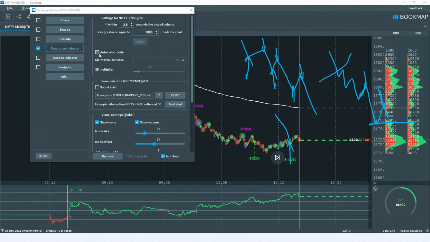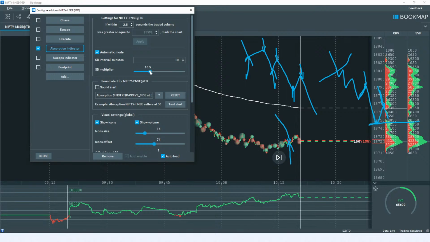One more setting is that you can also enable the automatic mode. What the software does is smartly look at the last 30 minutes of volume transactions, take the average, and multiply it by the SD multiplier that you have set here. Presently I am setting it at 5. If you increase it, the number of signals will be reduced. If you decrease it, the number of signals will be more. At the present moment, I found 4 or 5 to be the sweet spot for the SD multiplier in automatic mode.